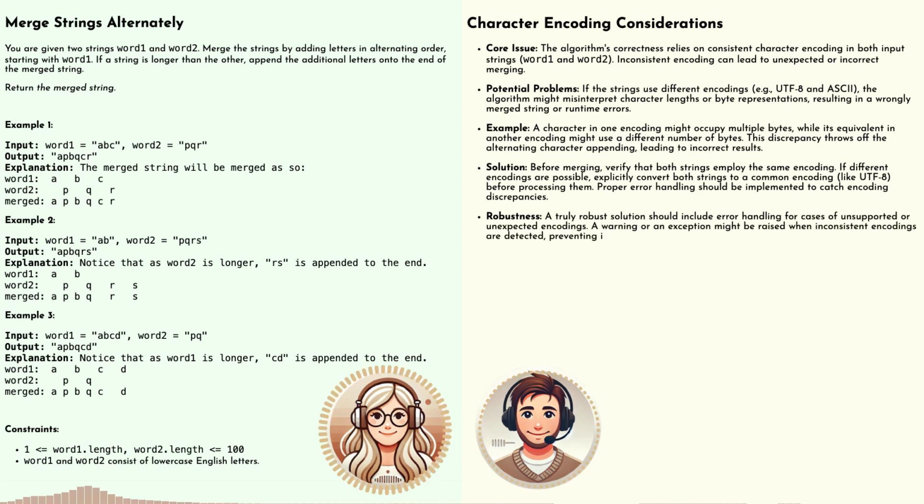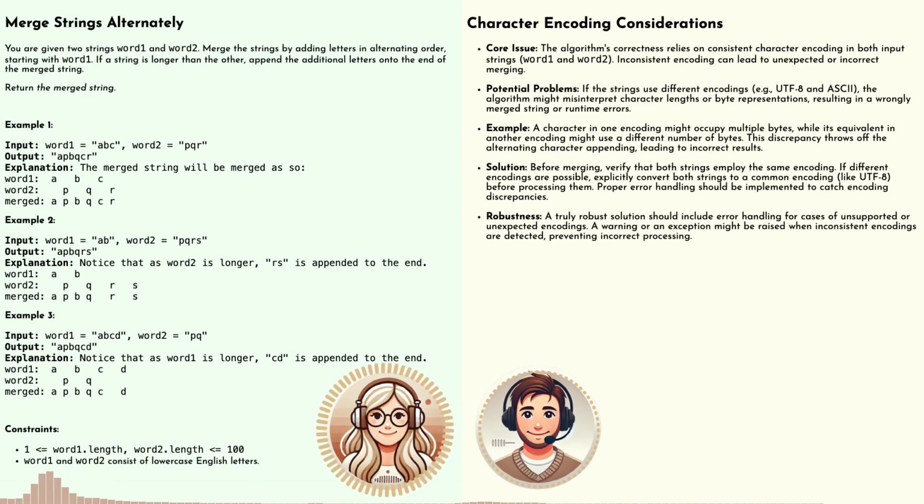Okay, so at its core, character encoding is all about how computers represent characters, like letters, numbers, and symbols, as binary data, which is the language computers understand. I see. So it's basically a way of translating human-readable characters into a format that computers can process. Exactly. But here's the thing.